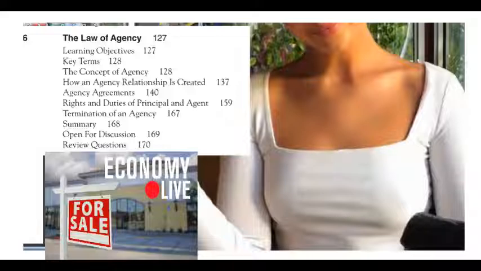Unit 6: The Law of Agency. What an agency is. An agent represents a principal in dealing with a third person. The act of representing someone else is called an agency. California Civil Code Section 2079.13 defines the agent in a real estate transaction as the broker under whose license a listing is executed or an offer to purchase is obtained.